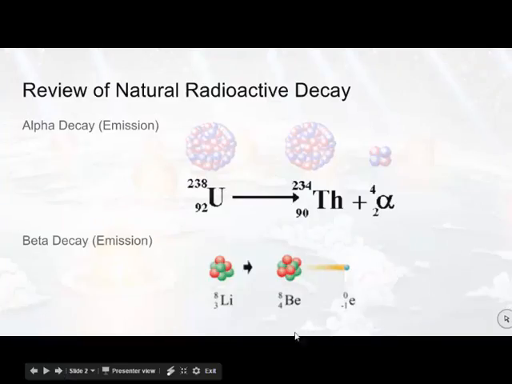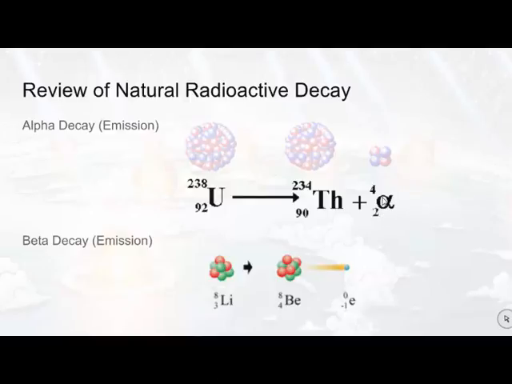So here's just a summary of our two natural radioactive decays. Remember, alpha decay, we're emitting that alpha particle, so 4/2 with the alpha symbol, or sometimes we use the helium symbol as well. Beta emission, or beta decay, we're ejecting that electron, so the 0/-1. So those are the two natural forms of radioactive decay. Now we're going to talk about the artificial type.